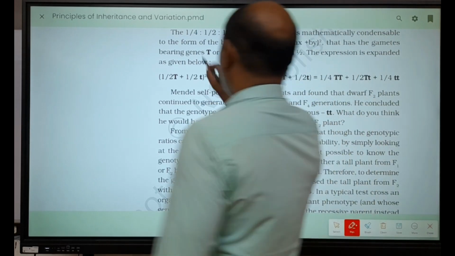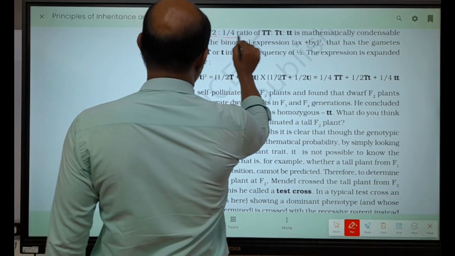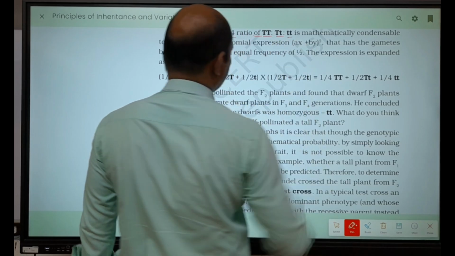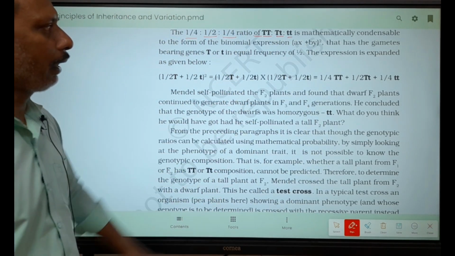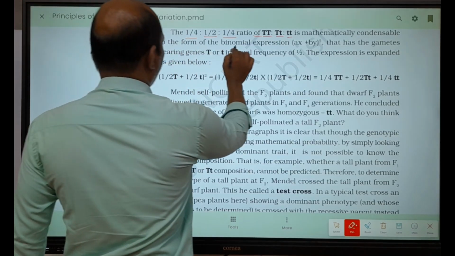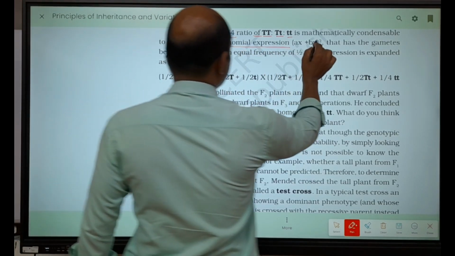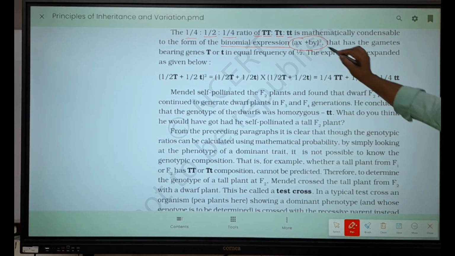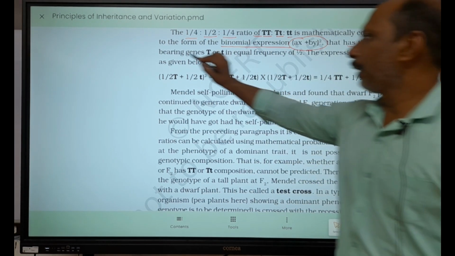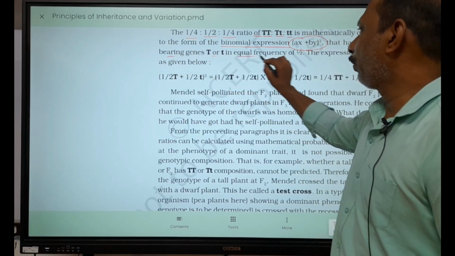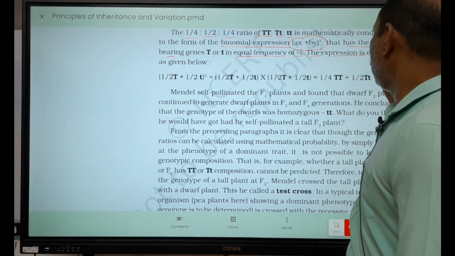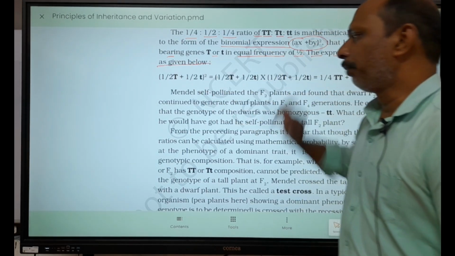Now here, the 1/4, 1/2, 1/4 ratio of capital T and small t is mathematically condensable to the form of a binomial expression, that is (ax + by) whole square, that has the gametes bearing capital T or small t in equal frequency of half, right? That is 50%. The expression is expanded as given below.